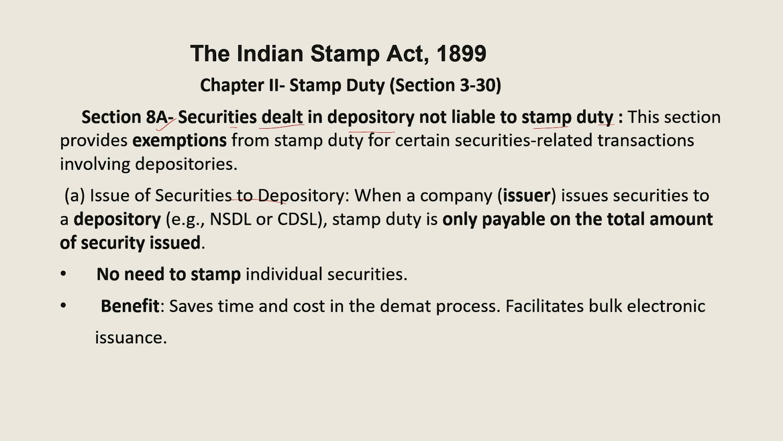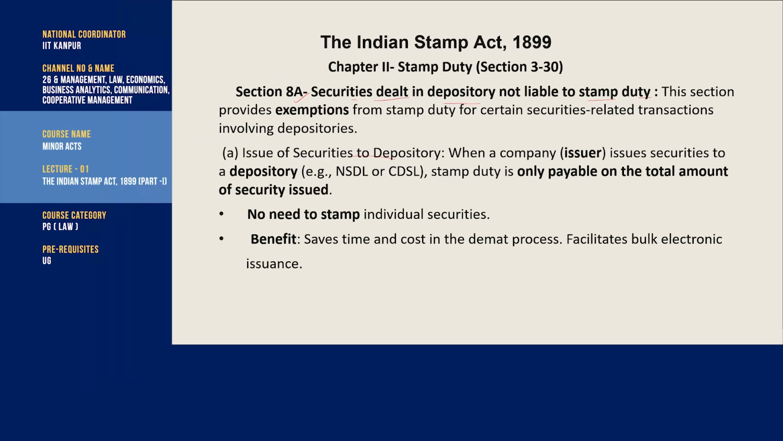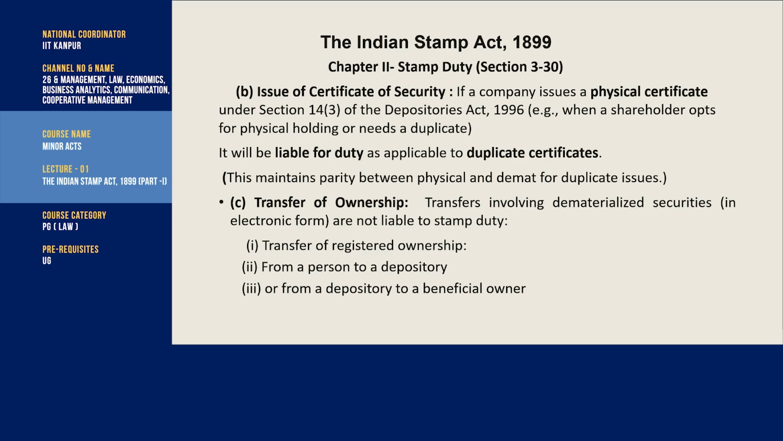Stamp duty is only paid on the total amount of the security issued, and there is no need to stamp the individual securities. What is the benefit? The benefit is that this is a time saving, and it also reduces cost in the demat process. So basically this facilitates bulk electronic issuance. So that's why this is really a good initiative.